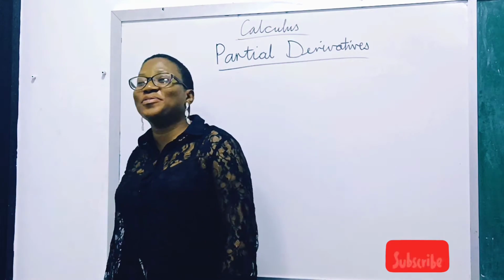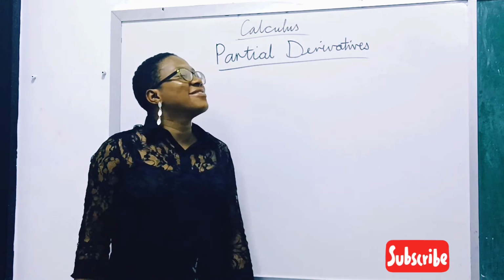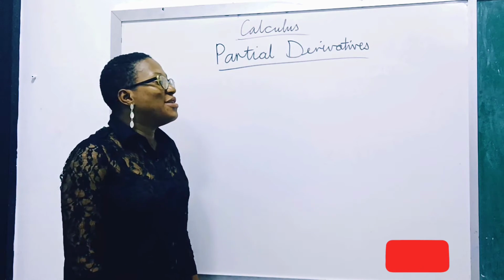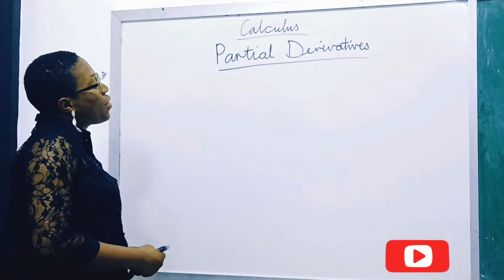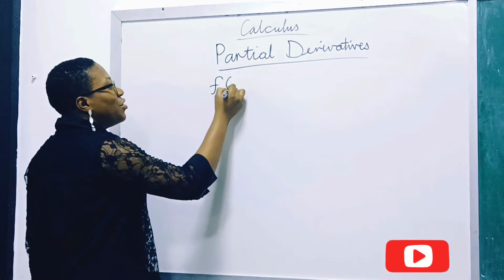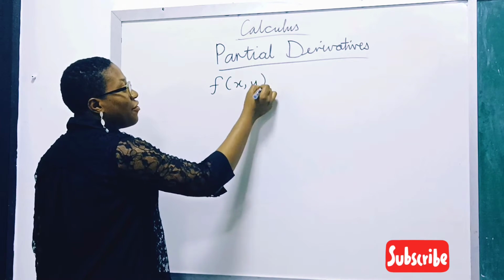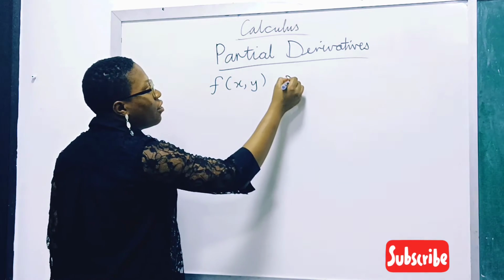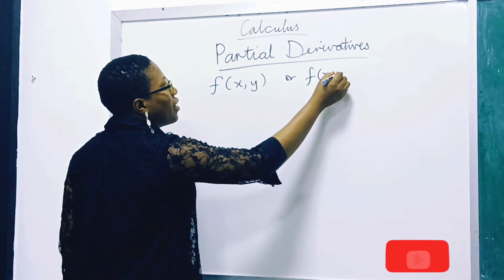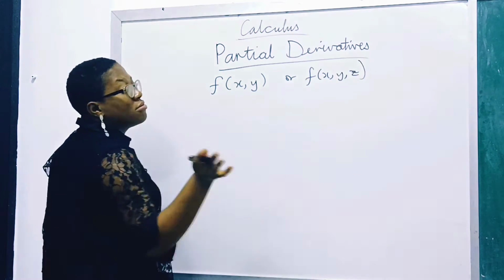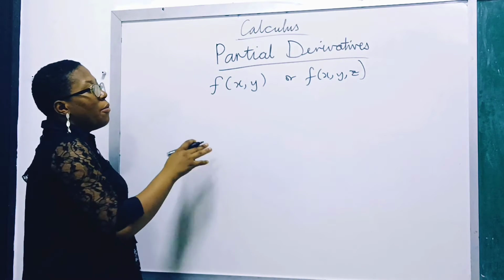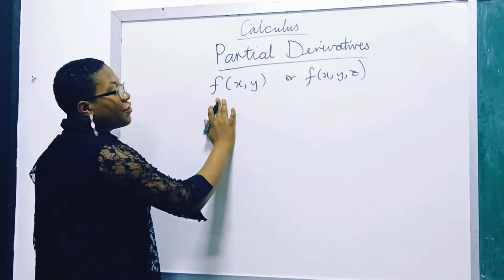Today we are going to continue with partial derivatives in calculus. This happens when we have a function of more than one variable, maybe f of x, y or f of x, y, z, or more than three variables. But for now, I'm going to start with two variables.